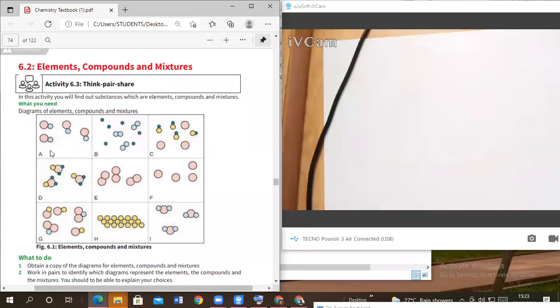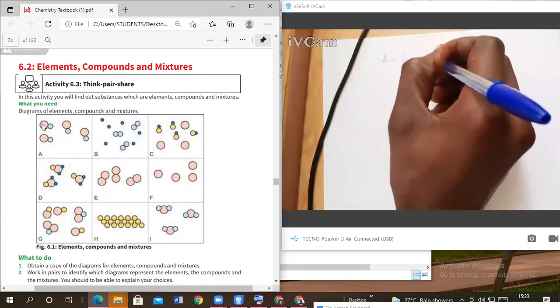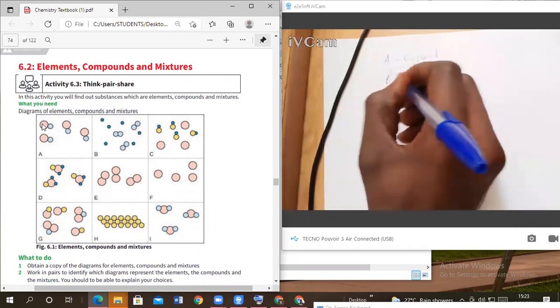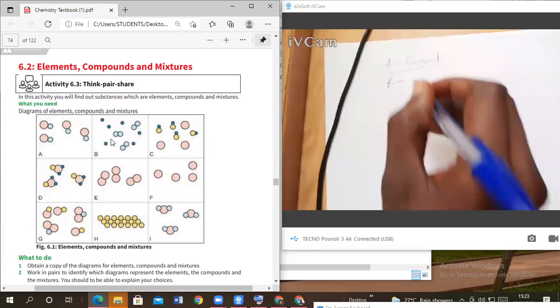You note those as well. A is a mixture. A compound. We have two elements combined together chemically. A is a compound. Thank you very much. B. What is B? B is?